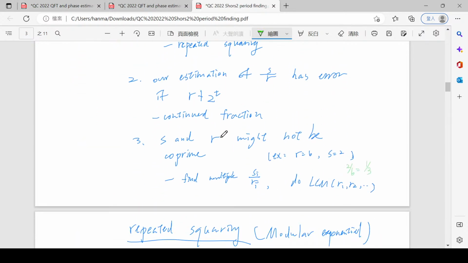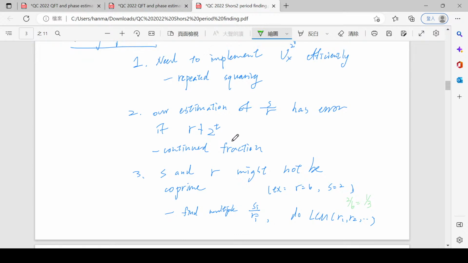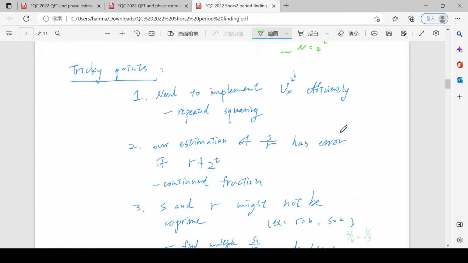And then the second problem is, wait. Oh, okay. Sorry. So our estimation of s over r has error.